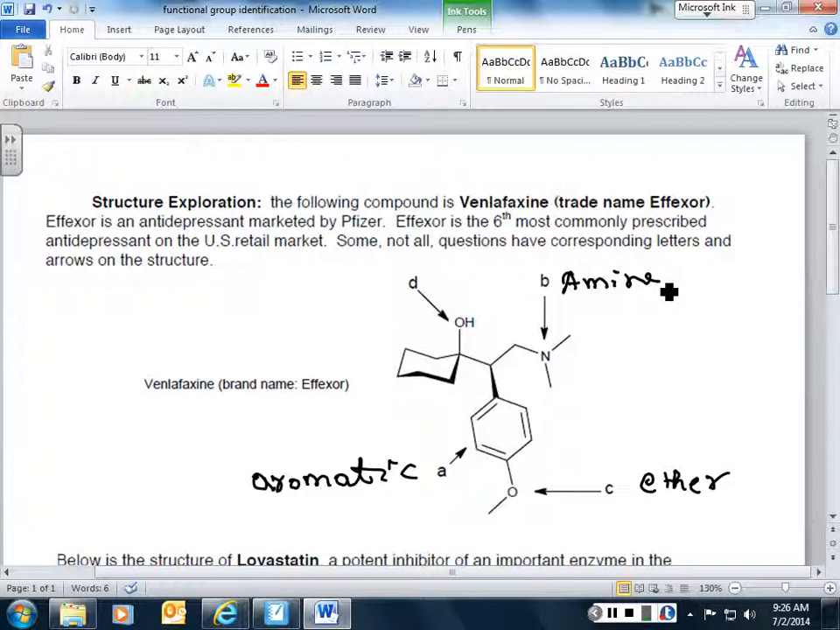So that's correct. These are the 3 different carbons. This is 1 carbon, second carbon, third carbon. But since nitrogen is attached to this carbon, it's called an amine.